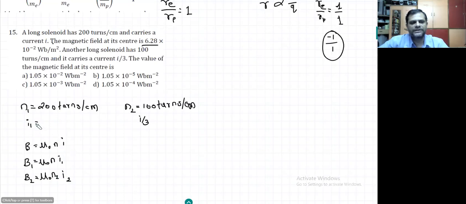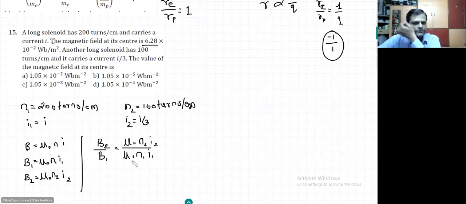So we can write that this I1 is going to be the same as I, but I2 here is going to be I/3. So if we take the ratio of these two, we can get B2 upon B1. Why are we taking the ratio like that? Because we want to find out B2 here. So B2 upon B1 will become equal to mu naught N2 I2 upon mu naught N1 I1. Yes, so here mu naught will get cancelled from both numerator as well as denominator. And what we are left with is B2 upon B1, where B1 is already there, that is 6.28 into 10 raised to minus 2.